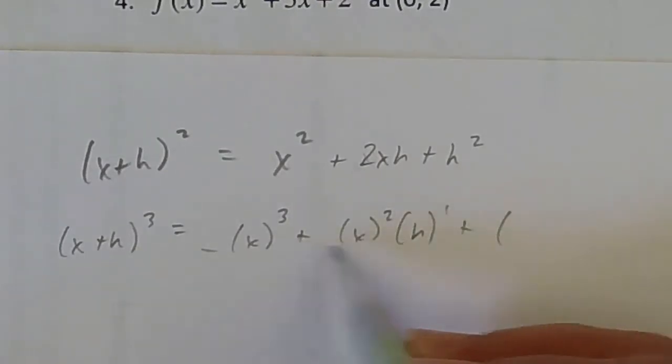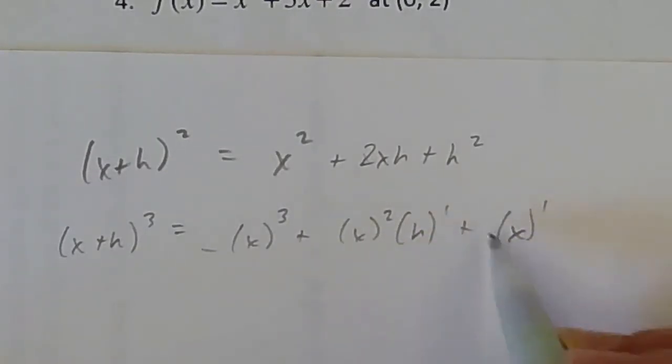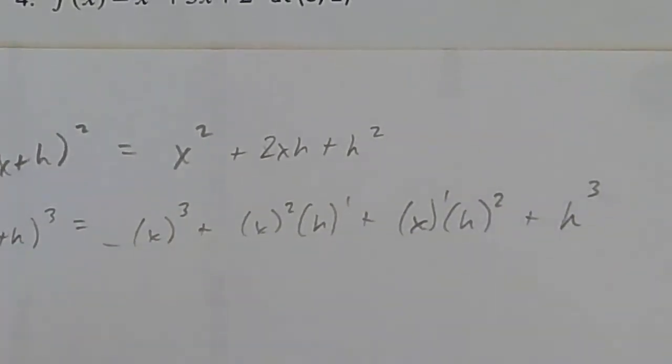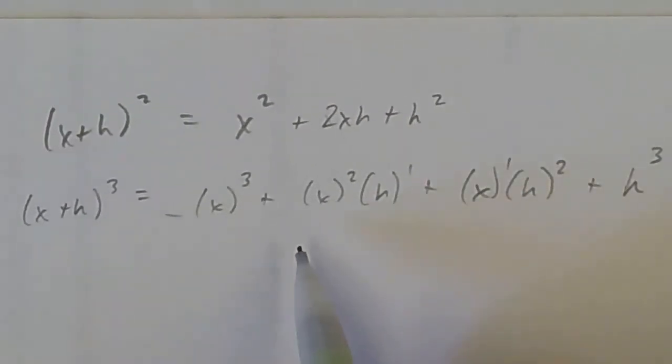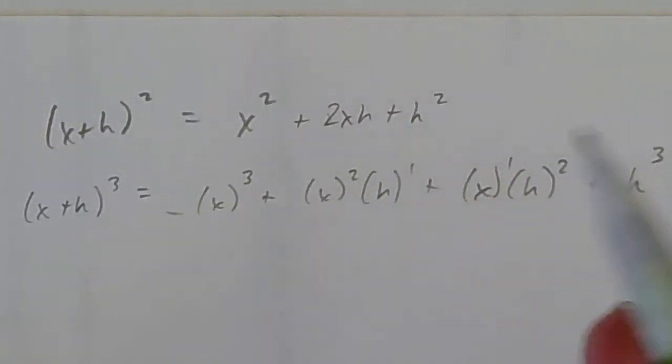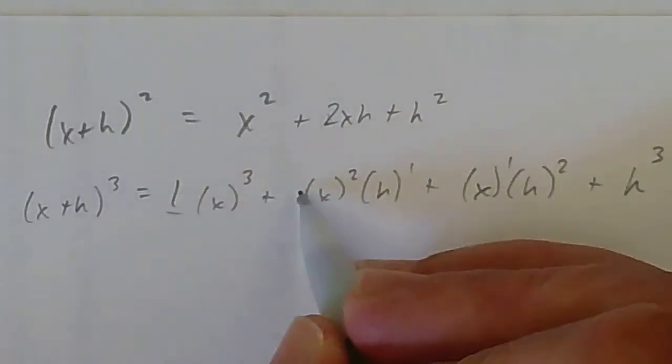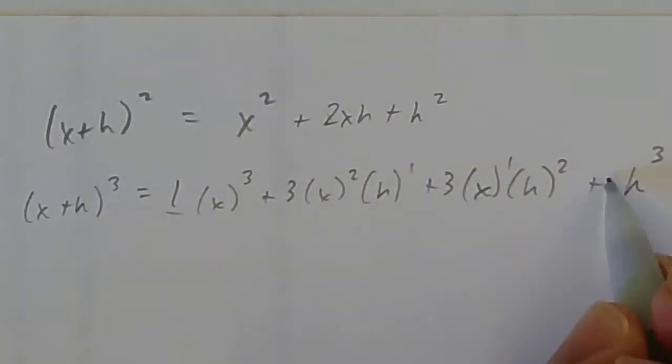Plus, now this goes down to x to the first, h squared. And then now we're down to x to the 0 and h to the third power. Okay, so the binomial theorem will get you there right away. You just have to remember the coefficients. I showed you a few ways before how to do that with combinations or Pascal's triangle, or just remember it's always going to be 1, 3, 3, 1 for this one. And you've got your x plus h cubed just like that.